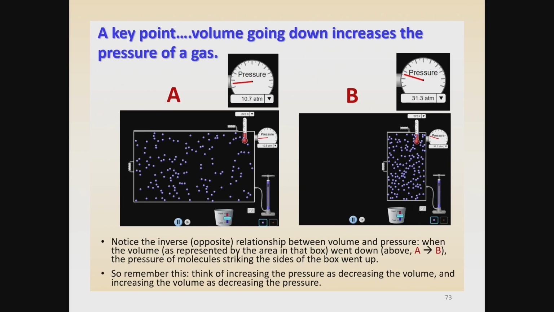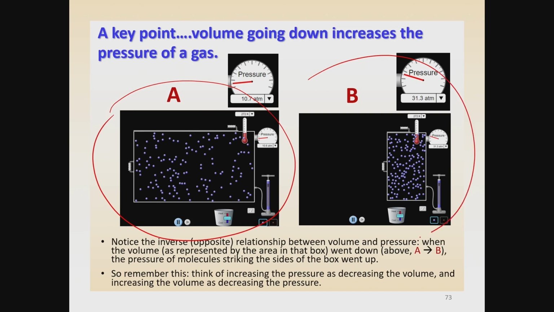Another point you need to know is that there's an inverse relationship between pressure and volume in a gas in these kinds of Le Chatelier's questions. So what do I mean by inverse? Inverse means opposite. So there's an opposite relationship between the pressure and the volume of the gas. What that basically means is if the pressure for some reason goes up, the volume will go down. If the pressure goes down, the volume goes up. And so we can see that here in considering A versus B.